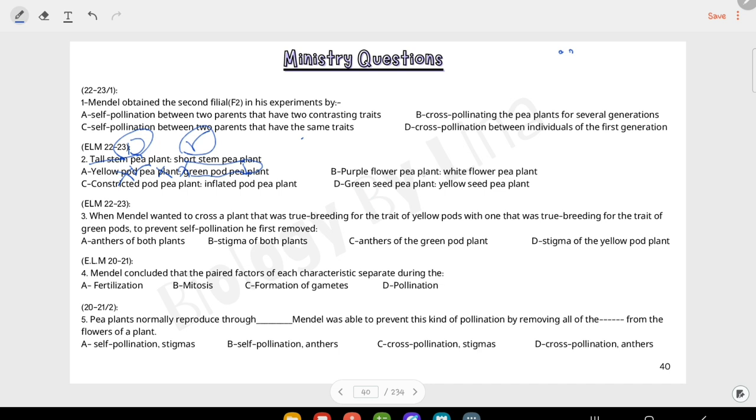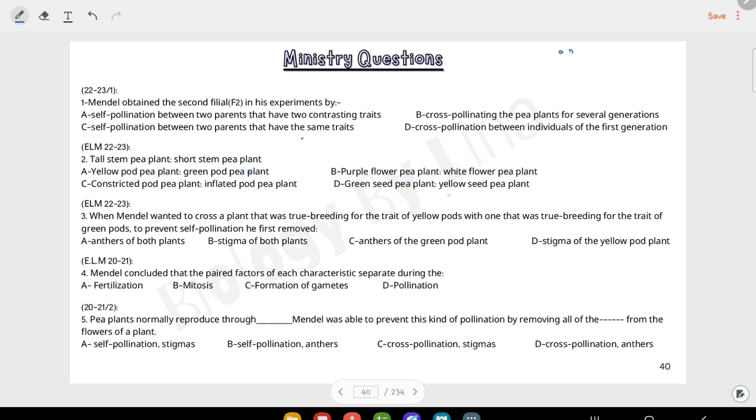B, purple flower pea plant, yes, this is dominant. White flower pea plant, this is recessive. So this is the correct answer for us. Okay, what about constricted pod pea plant? This is recessive, and inflated is dominant, so this is also incorrect. Green seed pea plant: the green in the seed is recessive, and the other is dominant, so we know now that the correct answer is B.